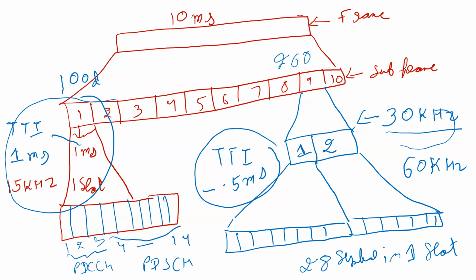But what will happen if my subcarrier spacing increases to 60 kilohertz? What will be my TTI if my subcarrier spacing is increased to 60 kilohertz? Can you please answer that in the chat box? And in the meanwhile, I will take a deeper sip of water.